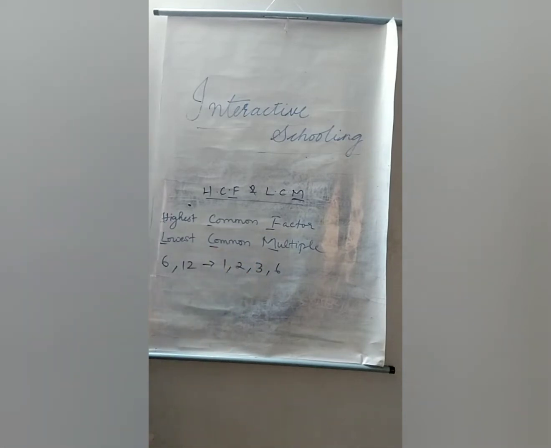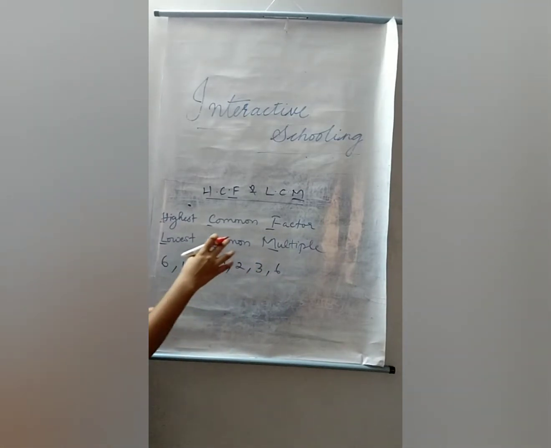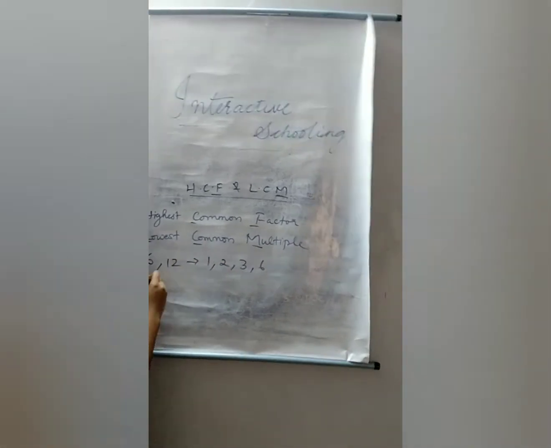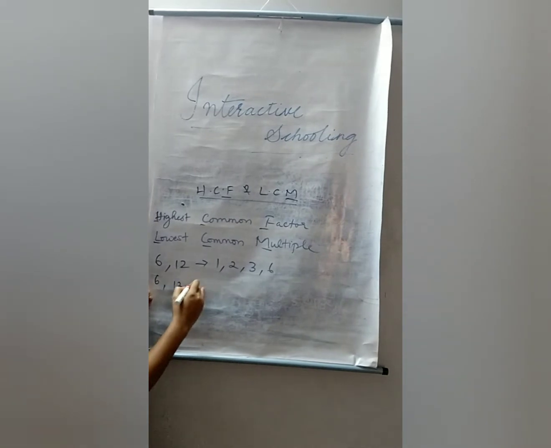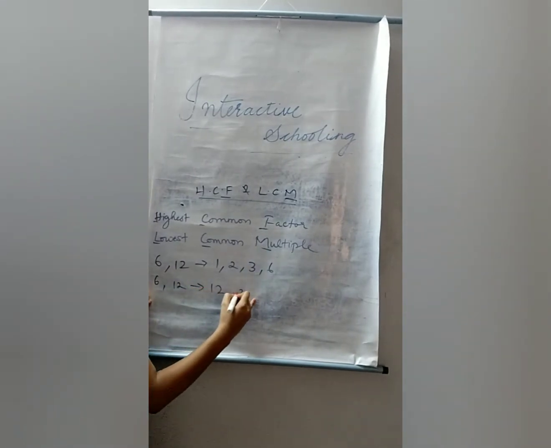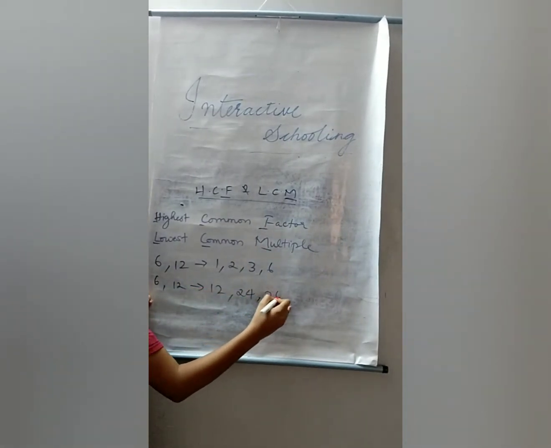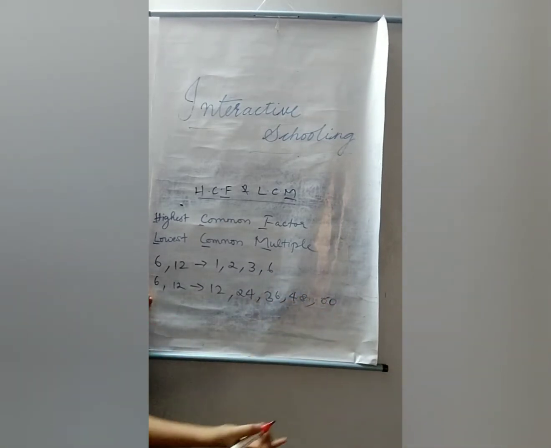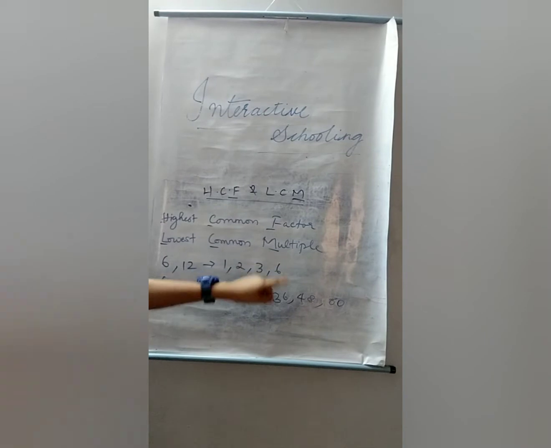Same way, a common multiple is a multiple which is common among two or more numbers. For 6 and 12, 24, 36, 48, 60, all these numbers are common multiples.